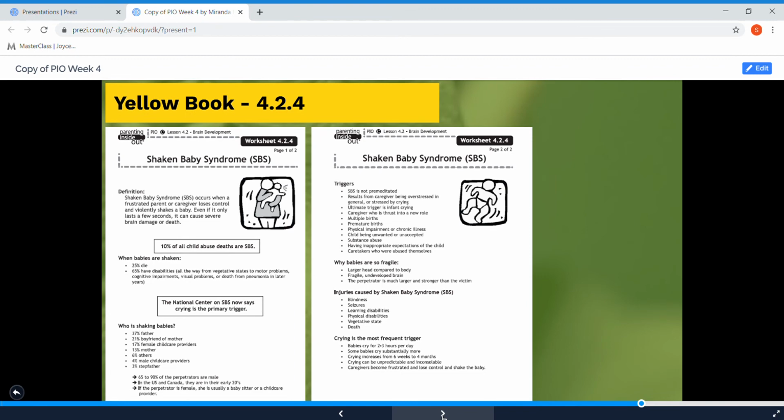So continuing in your yellow workbook, we have 4.2.4, and this is about shaken baby syndrome. I want you to go ahead and read this to yourself, maybe highlight or make note of noteworthy information, maybe things you learned that are new or that you didn't know about, or maybe even you have some comments that you want to add to this. So please pause the video and do that.